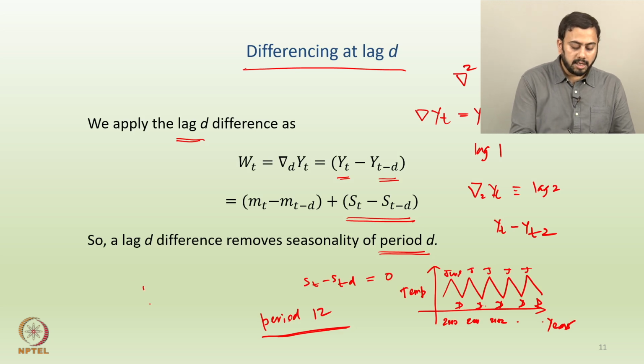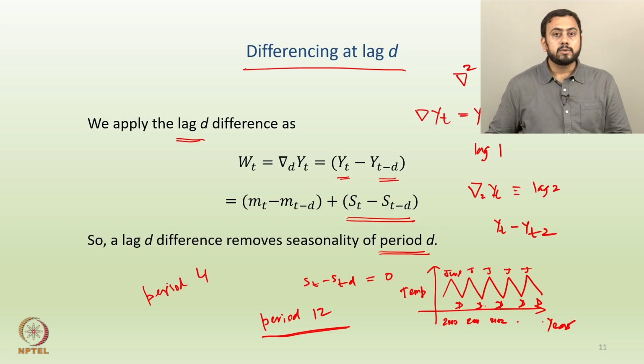What do you mean by, let us say, seasonality of period 4? Seasonality of period 4 could mean that something is being repeated every quarter. So, let us say in January, then the next thing is in April, then the next thing is in July, and then the last thing is in October. So, if something is repeated after every quarter, then the period is 4, or if something is being repeated after every 12 months, then the period could be 12.